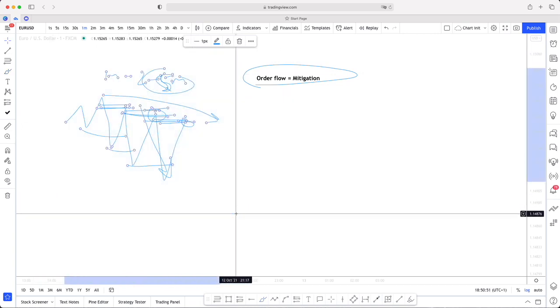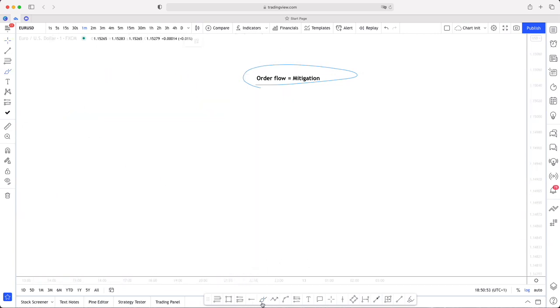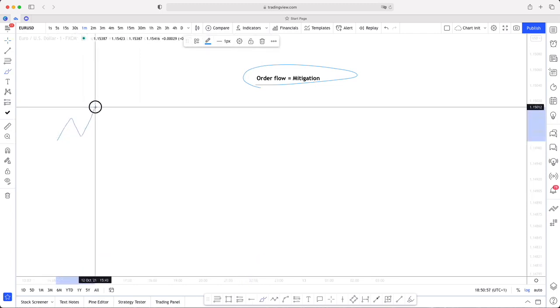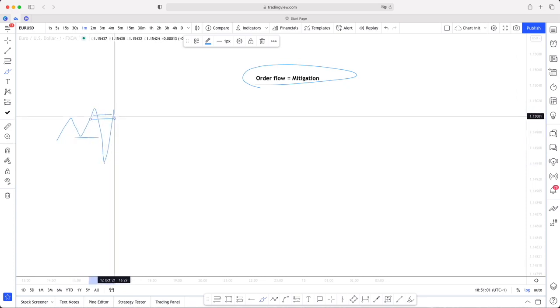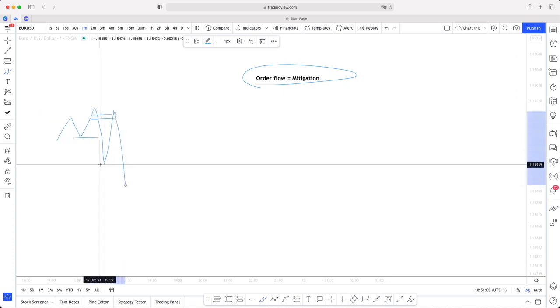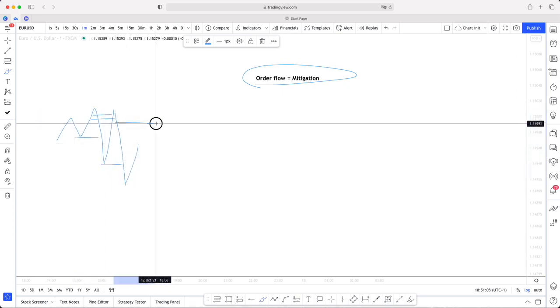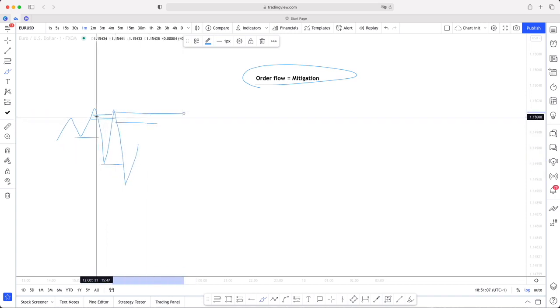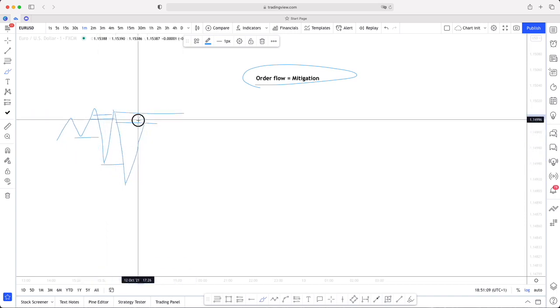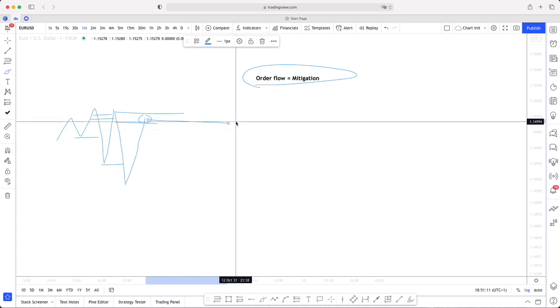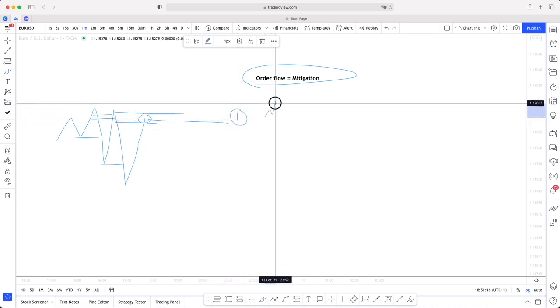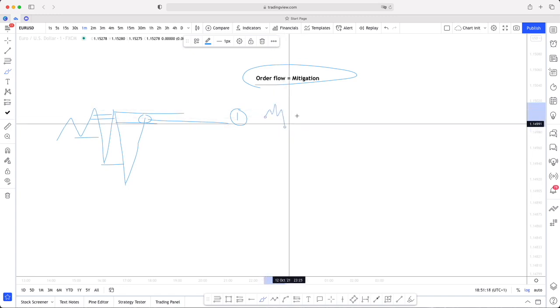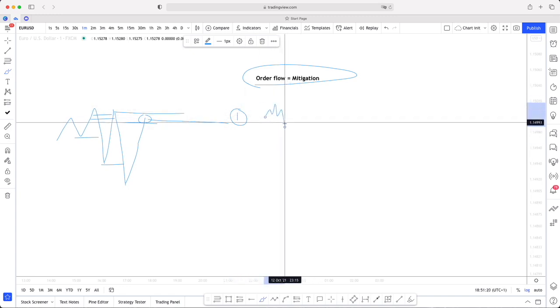So let's start off thinking about this. Let's draw this. So we have breaker structure, mitigation, breaker structure. Now, say you're looking for an entry from this POI because we had this mitigation play. What would you do? We have two options. You have option 1, which is looking for our standard confirmation entry on the lower time frame.